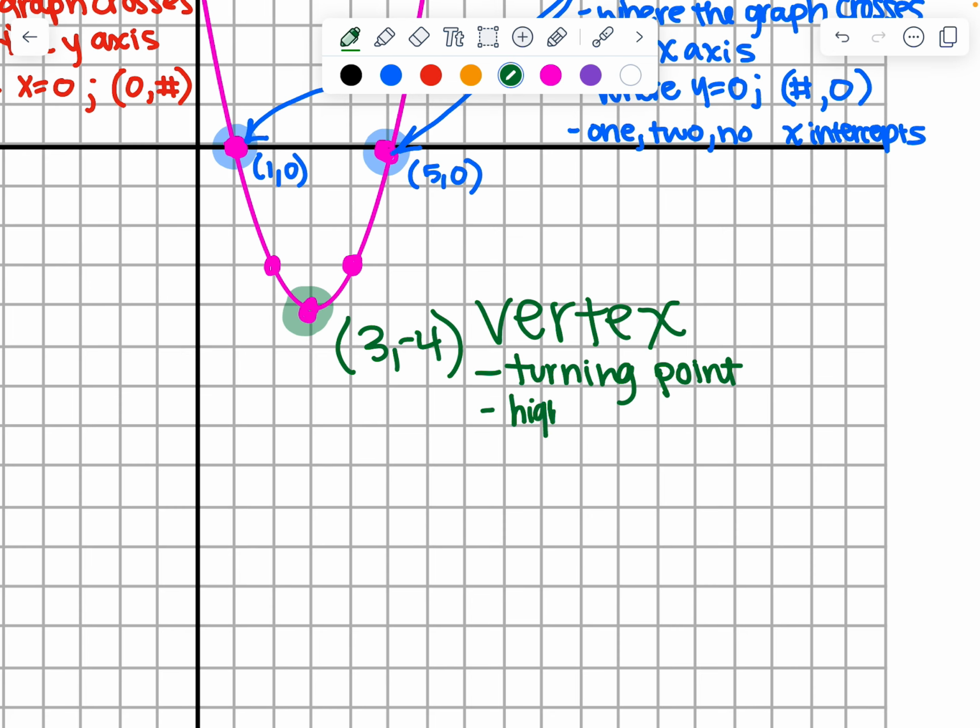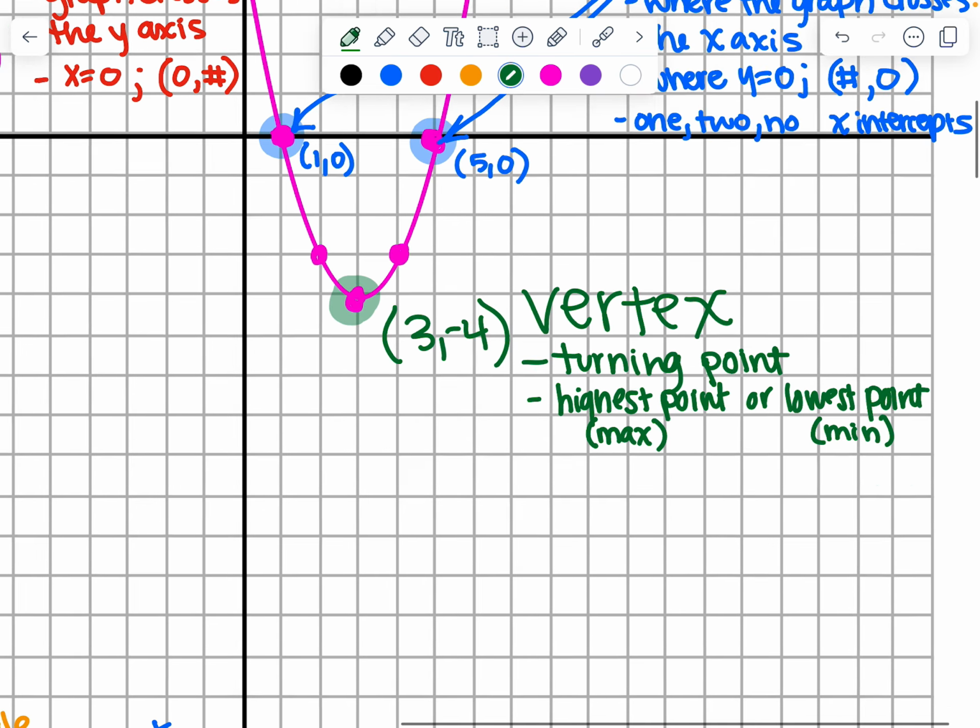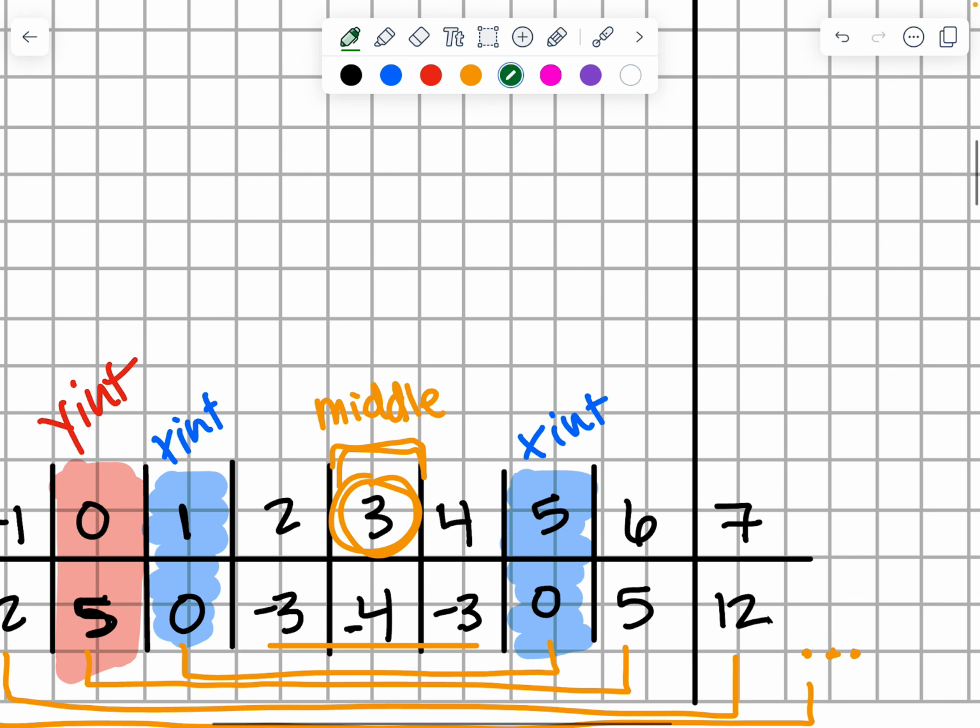This will either be the highest point of a parabola or the lowest point. Now, a parabola will not have both a highest and a lowest. It will do one or the other. When it has a highest point, we call this the max. When it has a lowest, we call this the min, or minimum and maximum. Here, this very obviously is a minimum. From our table, that's going to be that middle. This is my vertex. It is the point at which the graph turned around. So we know that 3, -4 is important because it is my vertex.